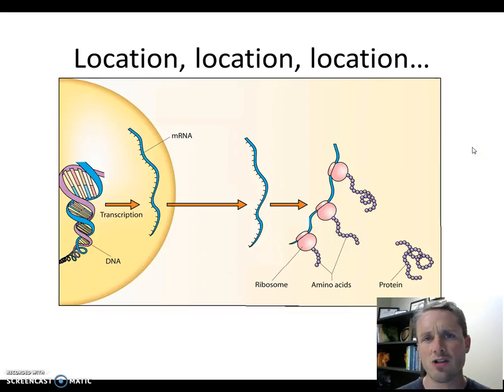So based on the location of a couple important molecules, we know where all these steps happen. DNA is in the nucleus, so DNA replication and transcription have to occur in the nucleus. Ribosomes are found in the cytoplasm, maybe free-floating or attached to the rough ER. So translation has to happen in the cytoplasm. All right, so that was the last point I wanted to make.